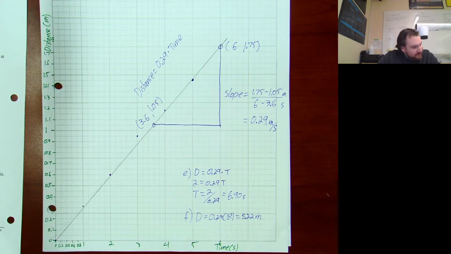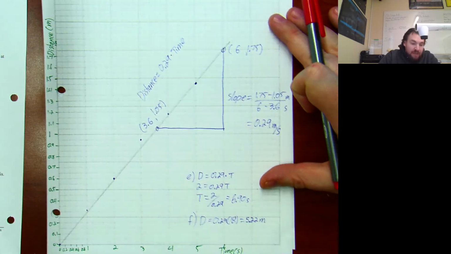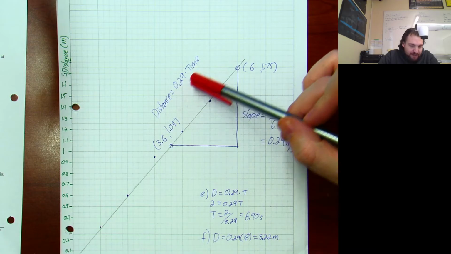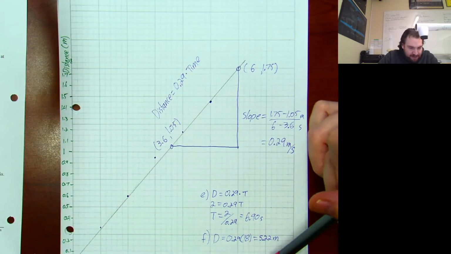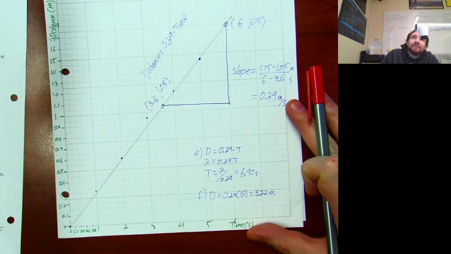What else did it ask me to do? Determine the equation. So because my y-intercept is 0, my equation is just distance. My y value is equal to 0.29 times time, my x value or x variable. And then I just use that to predict the time to travel 2 meters and what would be the distance traveled in 18 seconds. So I just did my calculations right down there, just right on the graph.